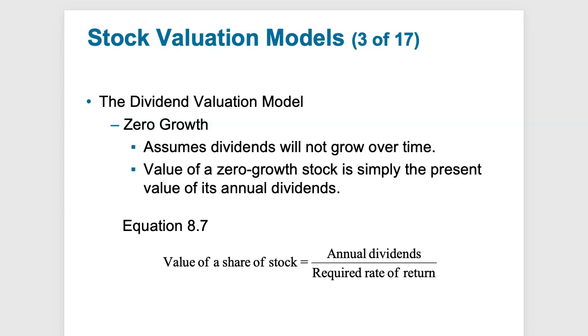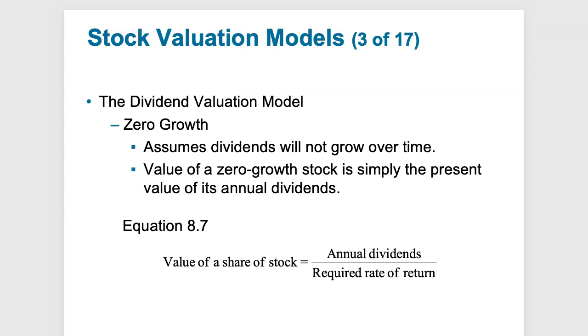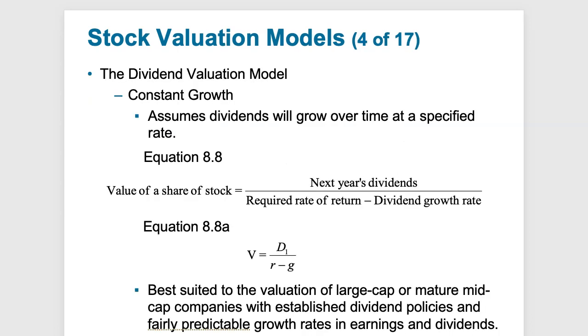So that's a rarity, but it can occur. It's a very simple formula. You just take the annual dividends and divide it by the required rate of return, something that we could use the previous formula to calculate. And this will give us what the stock price should be valued at. And again, there will be a spreadsheet companion video to show you examples of calculating these results.